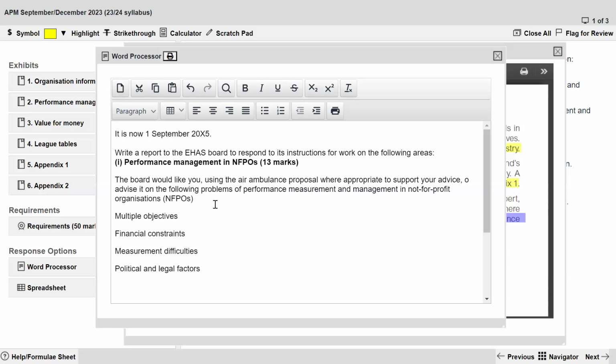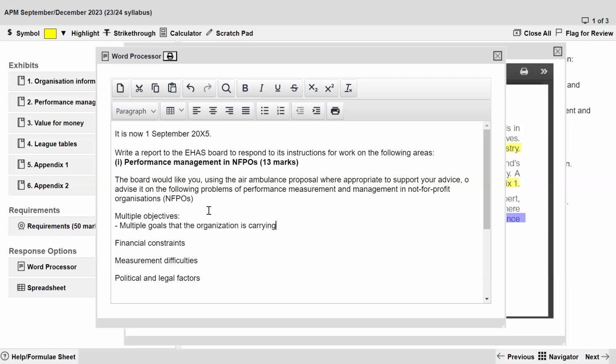Okay, now let's see. So what are these multiple objectives? How would you talk about them? See the bullets, I'm just writing down some of the bullet pointers here, and then we can elaborate. So the problems of performance measurement and management in a not-for-profit organization. The multiple goals that the organization is carrying includes... Now what am I going to do?